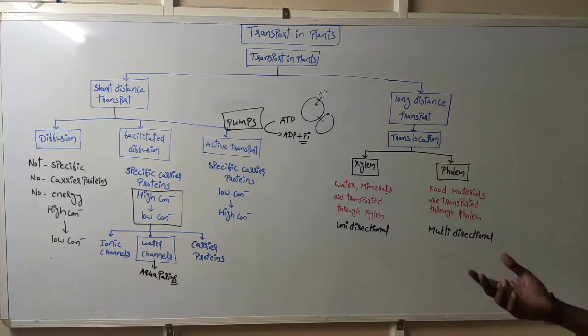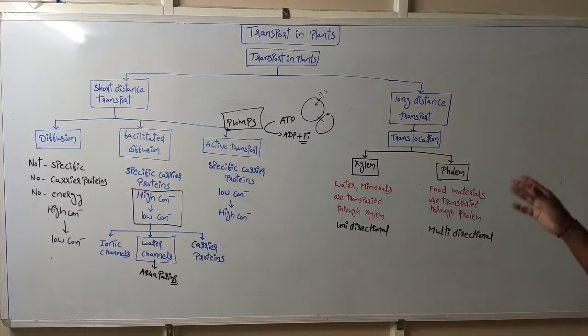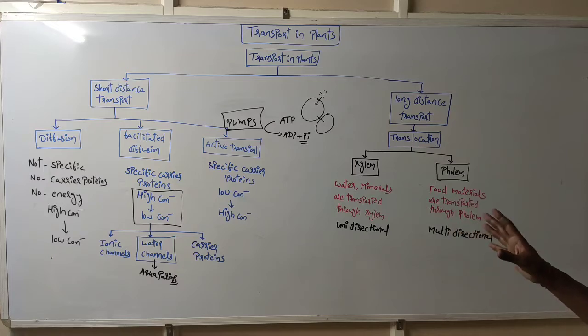Again, we will have a detailed explanation regarding diffusion, facilitated diffusion, active transport, and the translocation process within the xylem and the phloem. That is the main overview for this chapter.